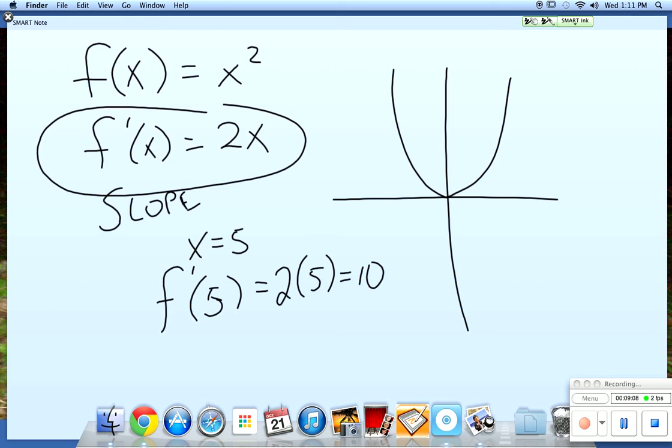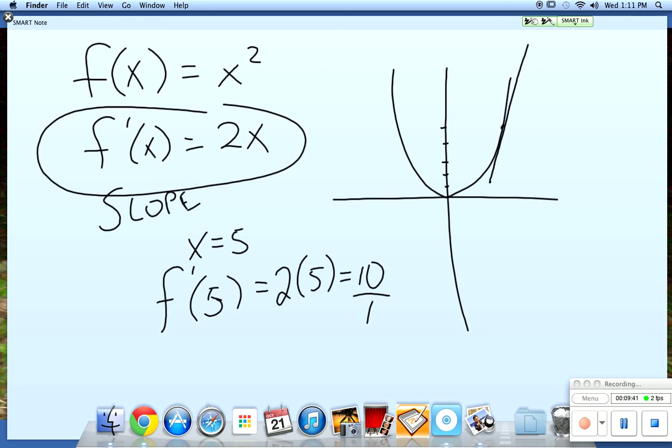So if I went up here, 1, 2, 3, 4, 5, and I went out here and I found my point, that would be the slope of my line at that point. That is my line. At that point of 5, I would have a slope of 10, or 10 over 1, if you wanted to graph it. You'd find the point and you go up 10 and over 1, and that would be the slope of your line.